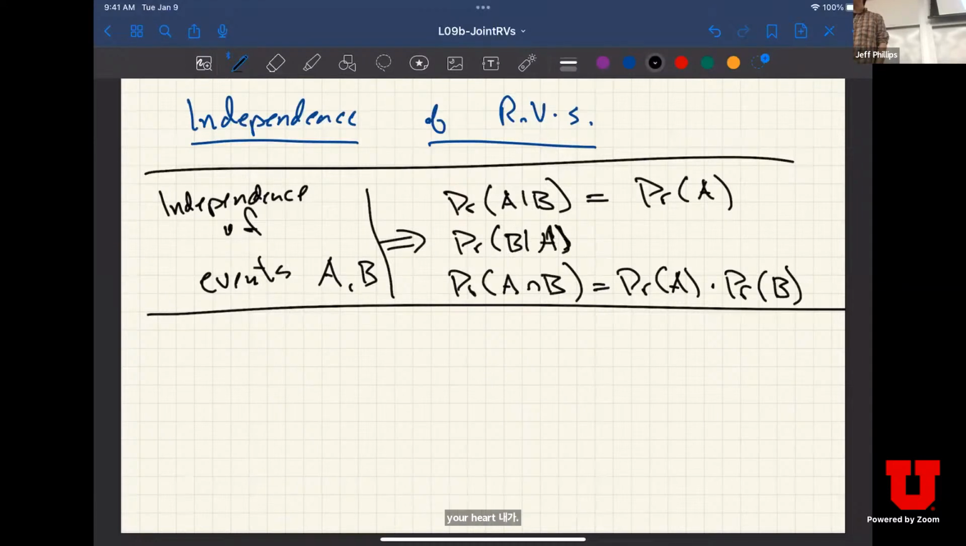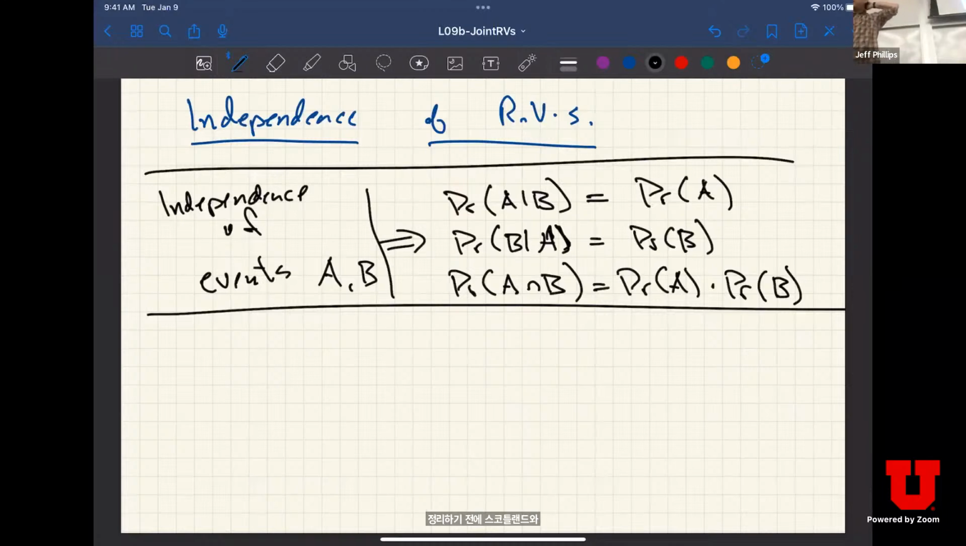Yes, that's right. The probability of B given A is equal to the probability of B. If one of these statements is true, then all of them are true, and I have independence between these events. There are four statements, three equations. The three equations and the statement of independence of events A and B are all equivalent to each other.